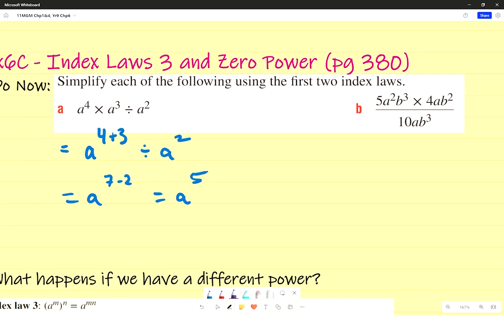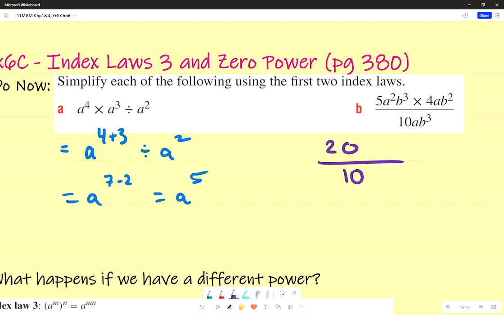Our second question is a little bit trickier. I always say treat the numbers first, ignore the letters or the pronumerals, and we're just going to deal with the numbers. On the top I have 5 times 4. I know that's 20, so for now, I'm going to write 20. And on the bottom, I'm going to have 10, because 5 times 2.